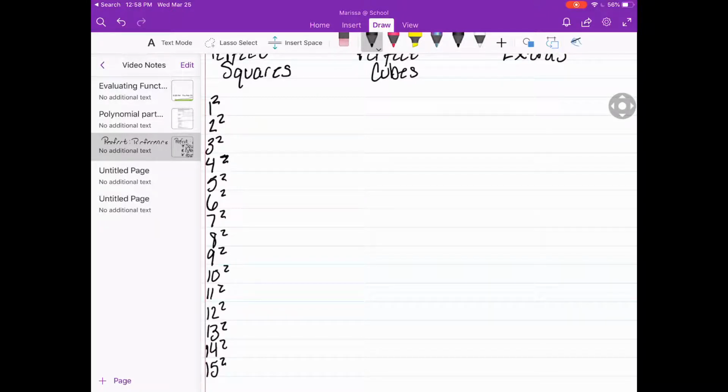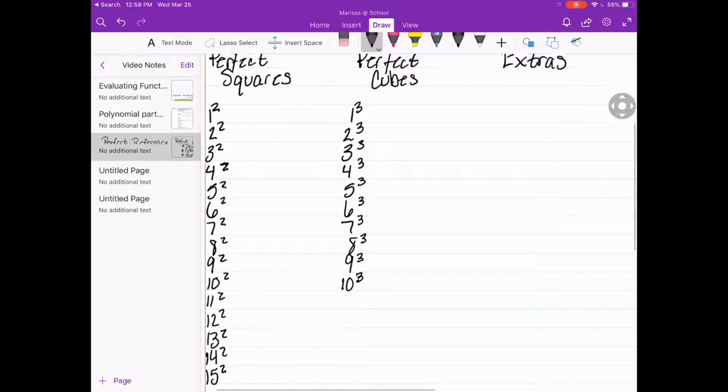For the perfect cubes, we're going to have 1 through 10. So we're going to have 1 to the third power, 2 to the third power, all the way through 10 to the third power. Make sure you're writing these as exponents, not as 10 to the third power on the line, because that just looks like 103. That doesn't look like 10 to the third power. You'll get yourself confused in the notes if you don't write it out as an exponent.